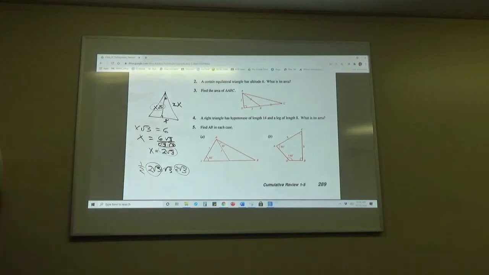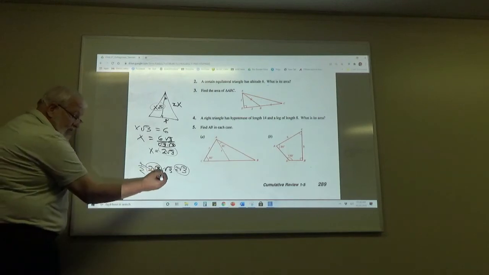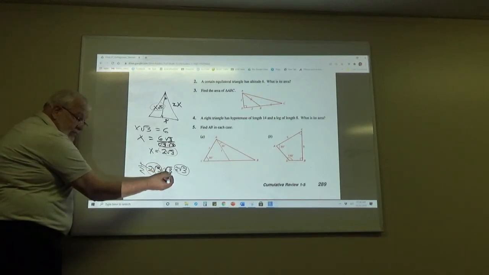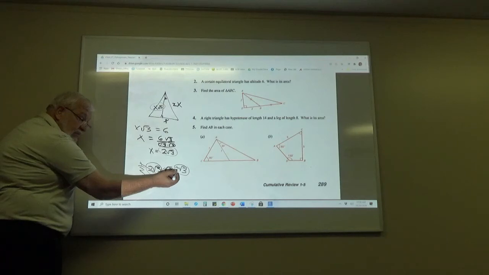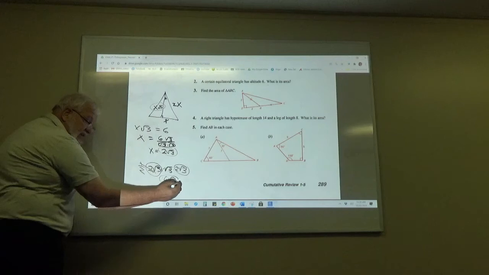All right, so how do you simplify that? 1/2 times 2 is 1, that cancels. What's 3 times square root of 3? The square root of 3 times square root of 3 is a regular 3. Regular 3 times 2. 6. So this becomes 6 square root of 3. That's the area.